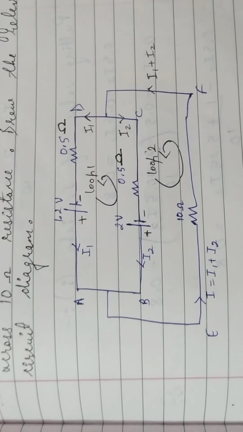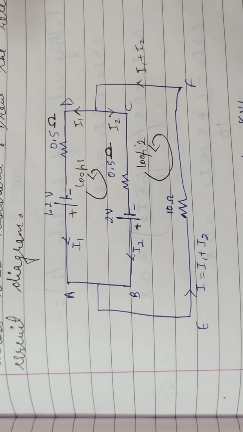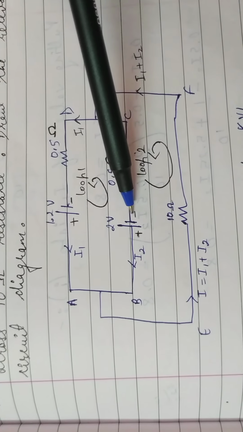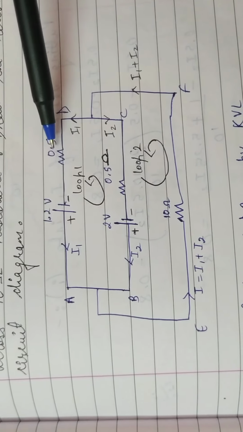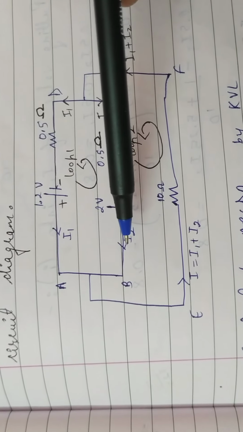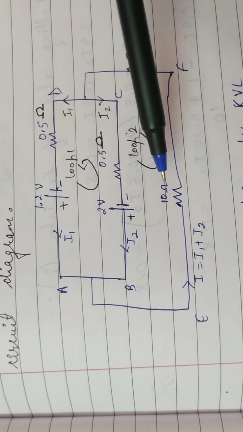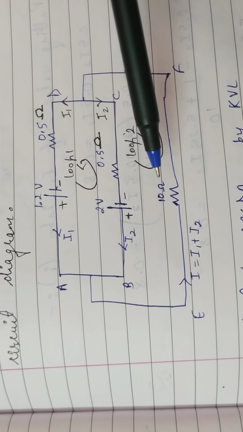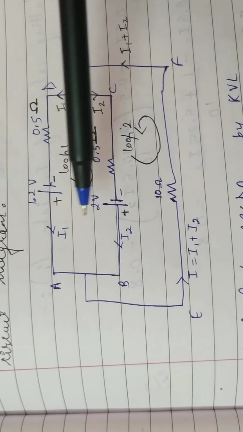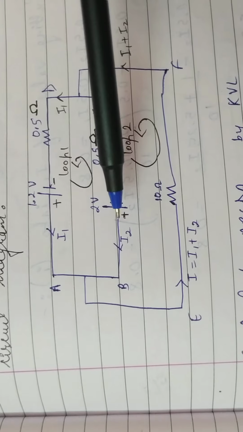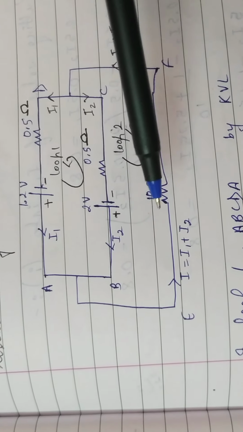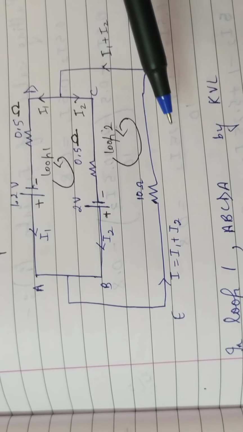So here is a circuit diagram. Two cells of 1.2 volt and 2 volt are connected with internal resistance 0.5 ohm each. Both are sending the current in the same direction, and this 10 ohm resistance is the external resistance. The current supplied by the first cell is say I1, from the second cell it is I2. So the total current through the external resistance is I1 plus I2.